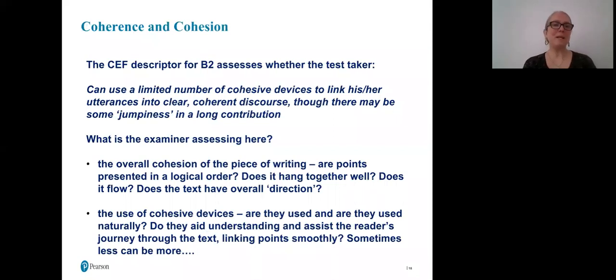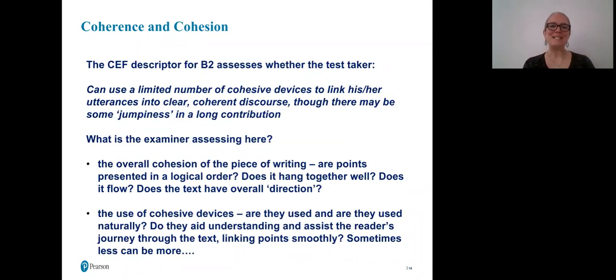When we move on to thinking about coherence and cohesion, CEF descriptor B2 assesses whether the test taker can use a limited number of cohesive devices to link his or her utterances into clear, coherent discourse, although there may be some jumpiness in a long contribution. What does this actually mean? What are we assessing? We are looking at the overall cohesion of the piece of writing.